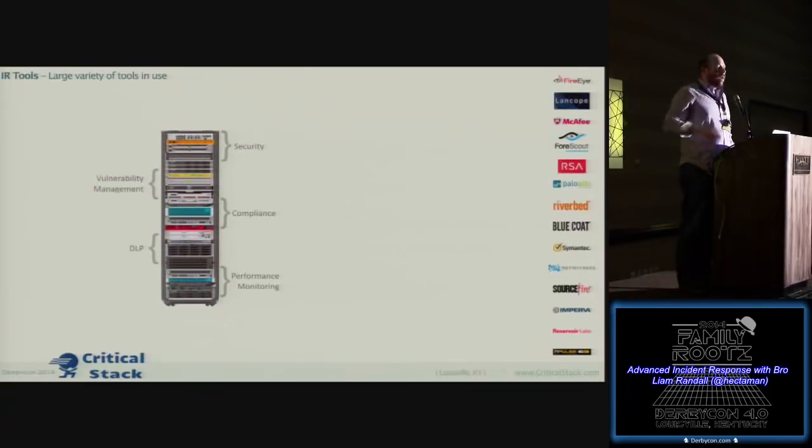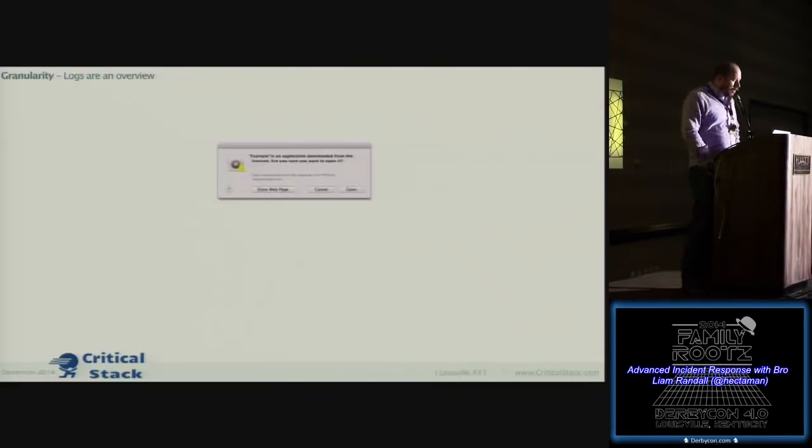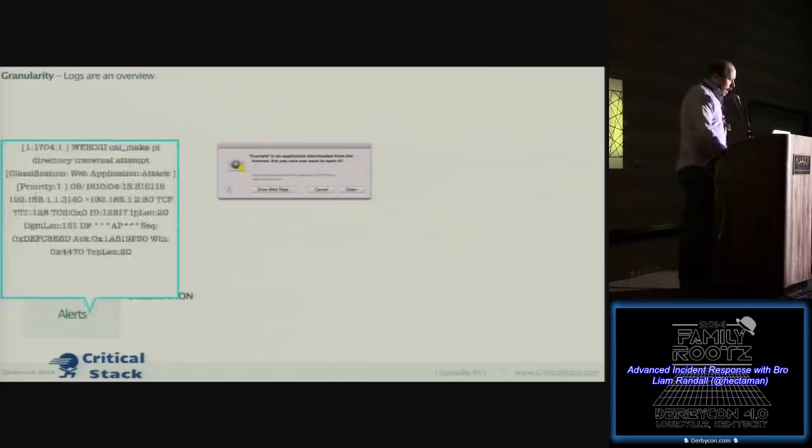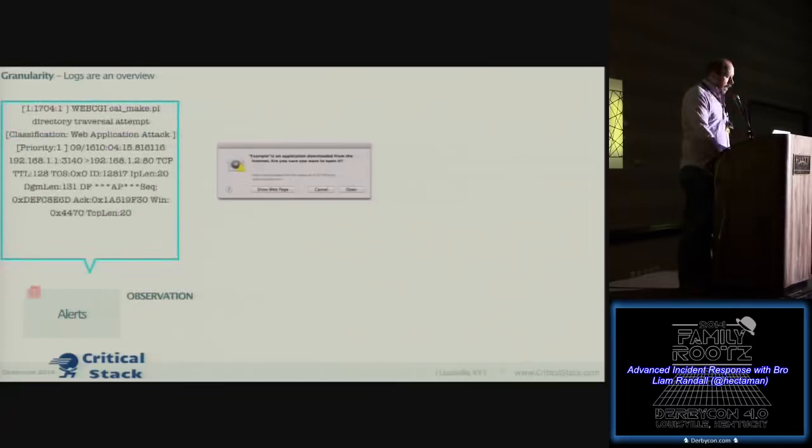So in your network right now, you have these racks full of crap. These are the things that generate logs and alerts. Some of them tell you things. Whether or not they're useful things remains to be seen. These are the kind of things that you'll typically see popping out in your network.